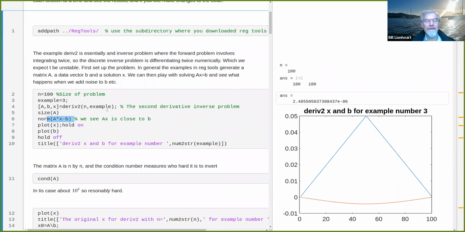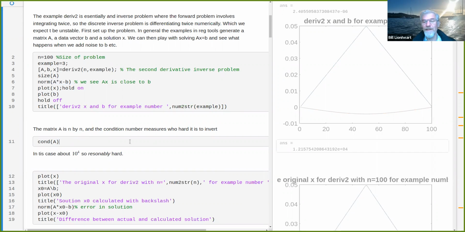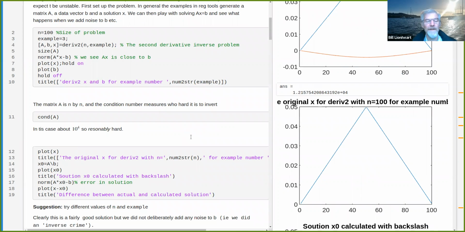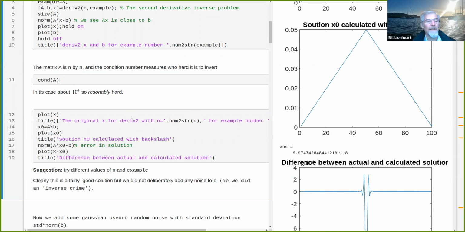Okay, it's got a parameter example, and that just makes a different right-hand side, B, and of course, X. Well, how well conditioned is this? If we look at the condition number, the simplest, just cond of A, it tells us that, I should do Control Enter to make sure it's just run. It's about 10 to the 4, so it's reasonably hard to solve, but not terribly. And later on, when you try yourself, you can see what happens when we make n bigger and see whether the condition number gets worse than what we expect.